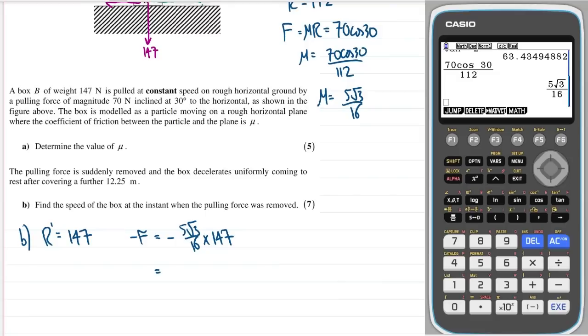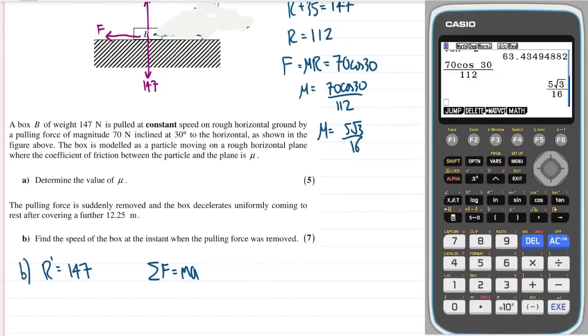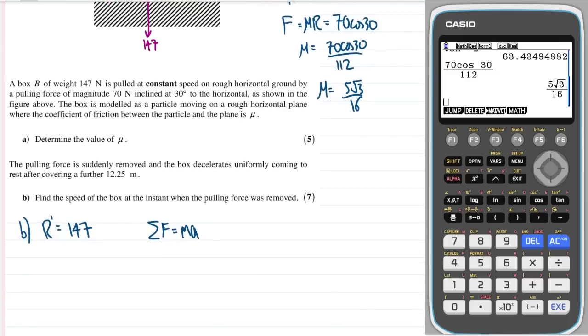Okay, and this is equal to the mass times by the acceleration. Maybe I didn't explain that as clearly as I possibly could have done. Essentially, the sum of the forces is always equal to mass times acceleration. The forces we've got going on here is a negative force, and it's frictional force, which is mu multiplied by R dash.